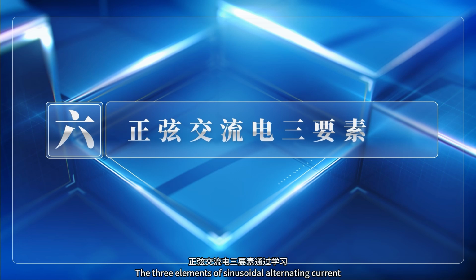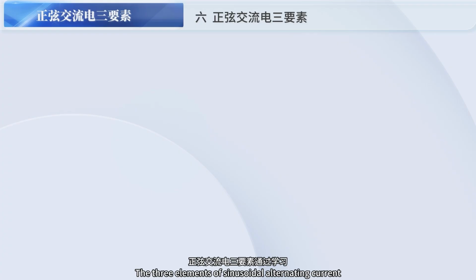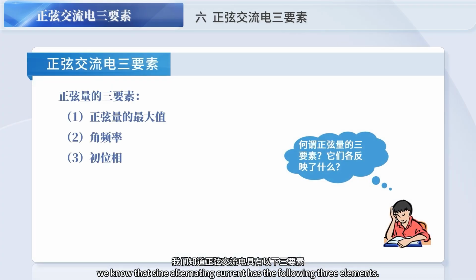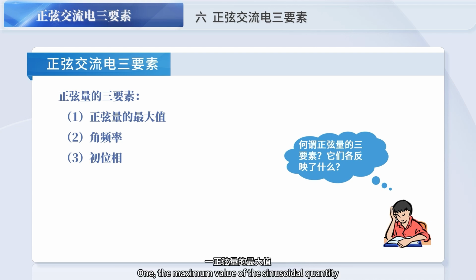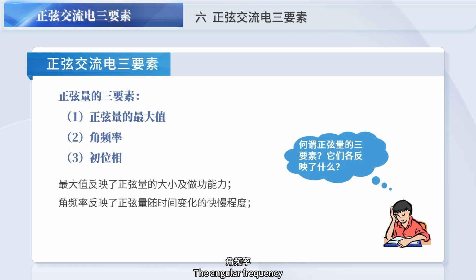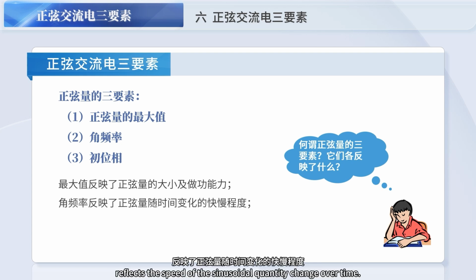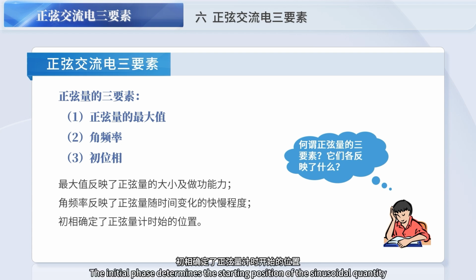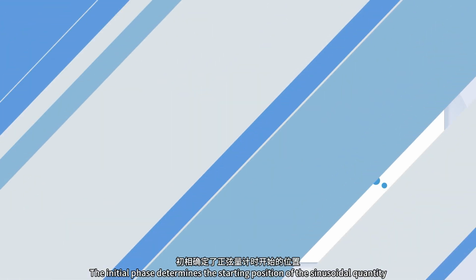The three elements of sinusoidal alternating current. We know that sinusoidal alternating current has the following three elements. First, the maximum value of the sinusoidal quantity. Second, angular frequency. Third, initial phase. The maximum value reflects the magnitude and work capability of the sinusoidal quantity. The angular frequency reflects the speed of the sinusoidal quantity change over time. The initial phase determines the starting position of the sinusoidal quantity.